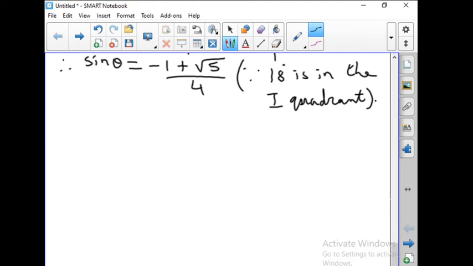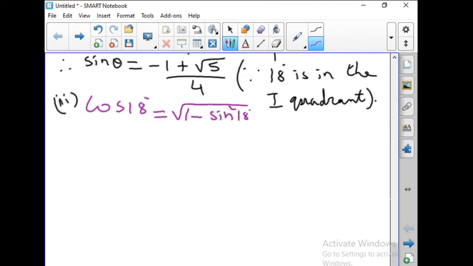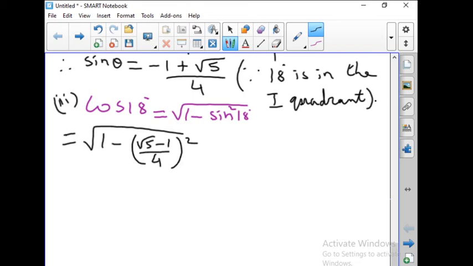Now, what about the second subdivision? In the second subdivision, it is asked to find cos 18 degree. So cos 18 degree is what? Root of 1 minus sin square 18. So we are going to use the previous one. So what is it? 1 minus sin 18 is root 5 minus 1 by 4, the whole square. So it is equal to, what is it? Taking LCM, LCM here square.